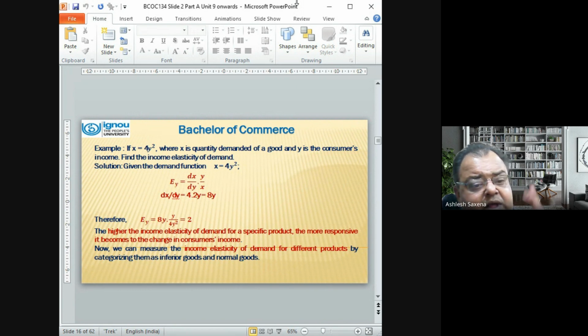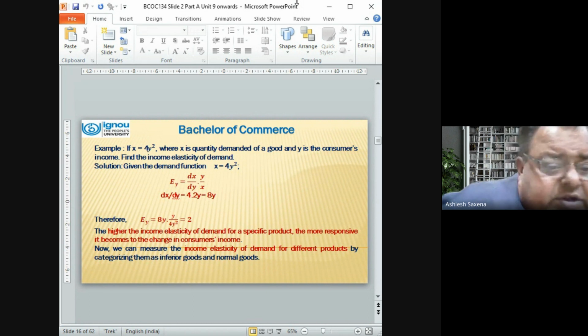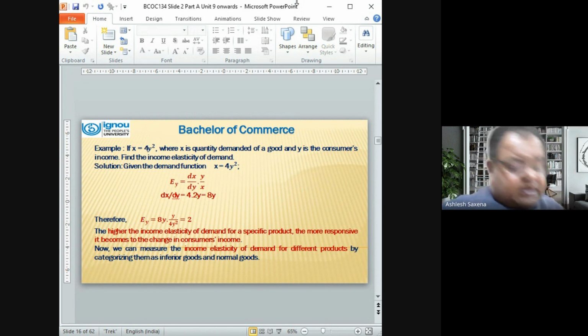The higher the income elasticity of demand for a specific product, the more responsive it becomes to the change in the consumer's income. It is positive, with a value of 2. Now we can measure the income elasticity of demand for different products by categorizing them as inferior goods and normal goods.